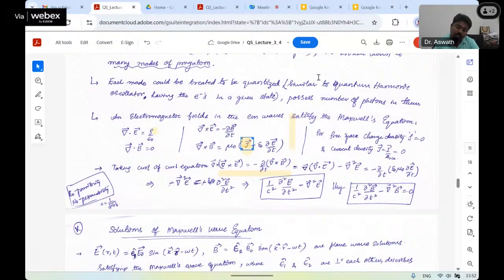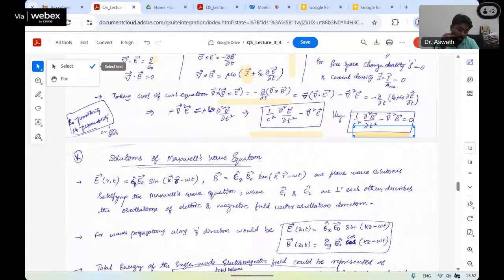And on the other side, I have this term. By just doing the rearrangement and cancelling the negative signs, I would finally get to this equation. This is actually the wave equation for the electric field vector. And similarly, I can get the wave equation for the magnetic field vector. Okay, right?